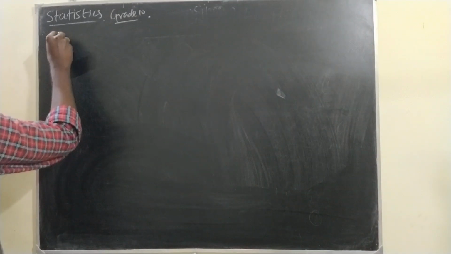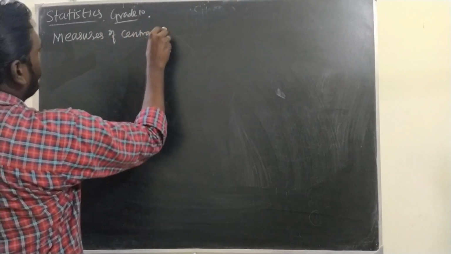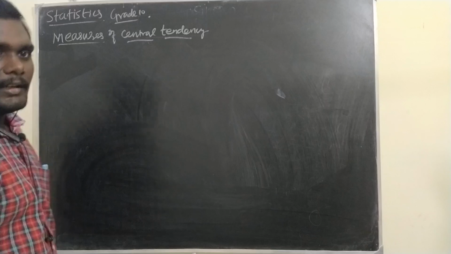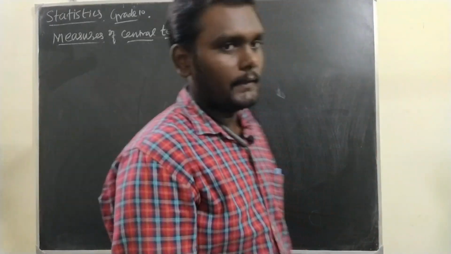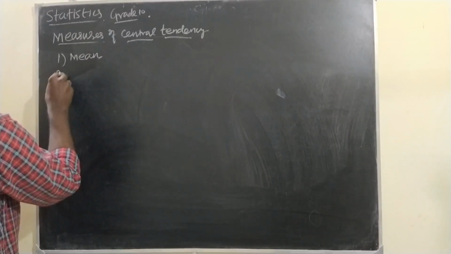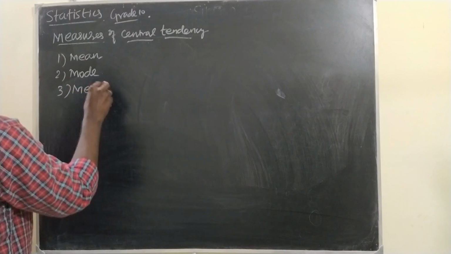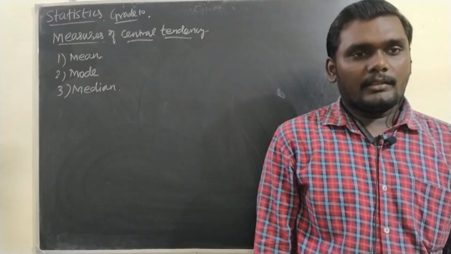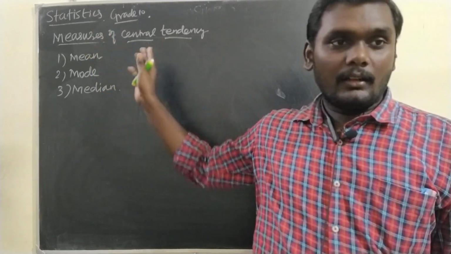What is that? Central tendency, central means in the middle. So there are three things they call central tendency. One is mean, second one mode, third one median. These are all the ways we can arrange. Likewise, these are all the measures of central tendency that we can measure.